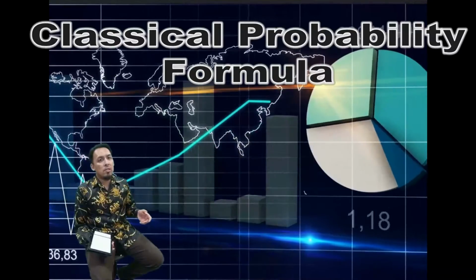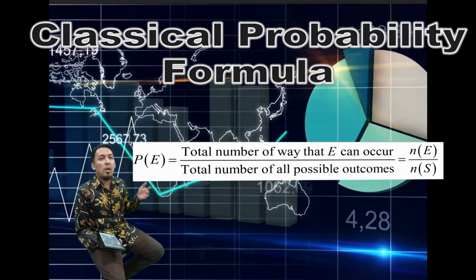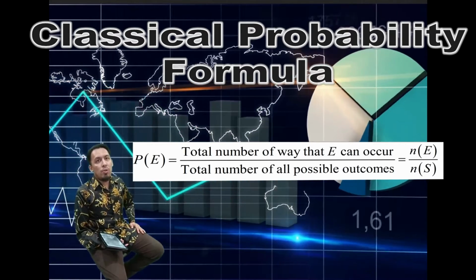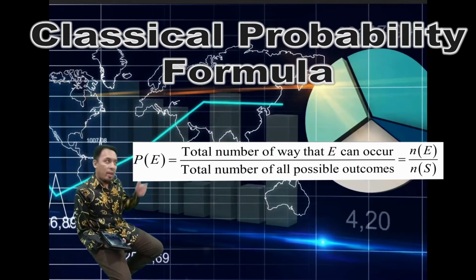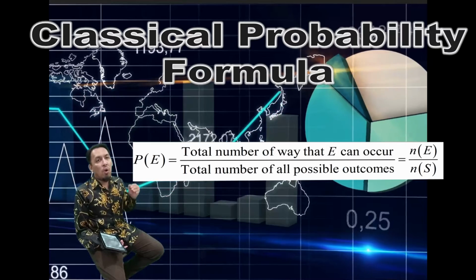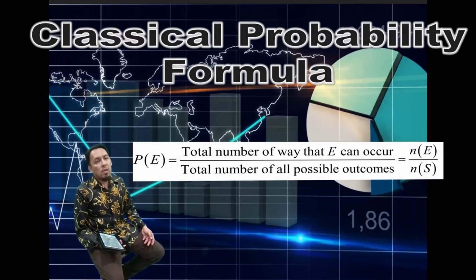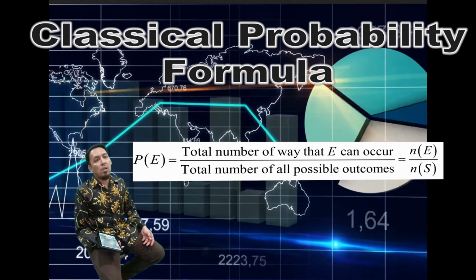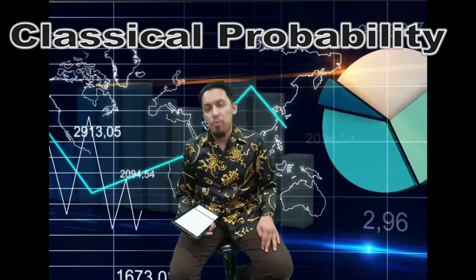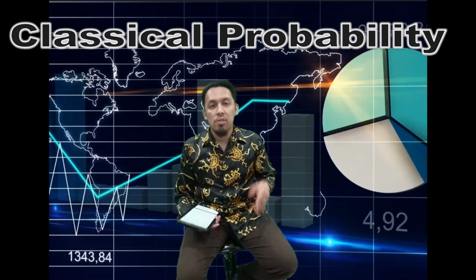So we have this as the formula of classical probability. So P, probability of E, denoted as P(E), equal to the number of ways the event can occur, denoted as n(E), over the total number of all possible outcomes, denoted as n(S). So this probability is called classical probability, and you do not actually perform any experiment, but we just use the sample space that we have to determine the chance of an event.